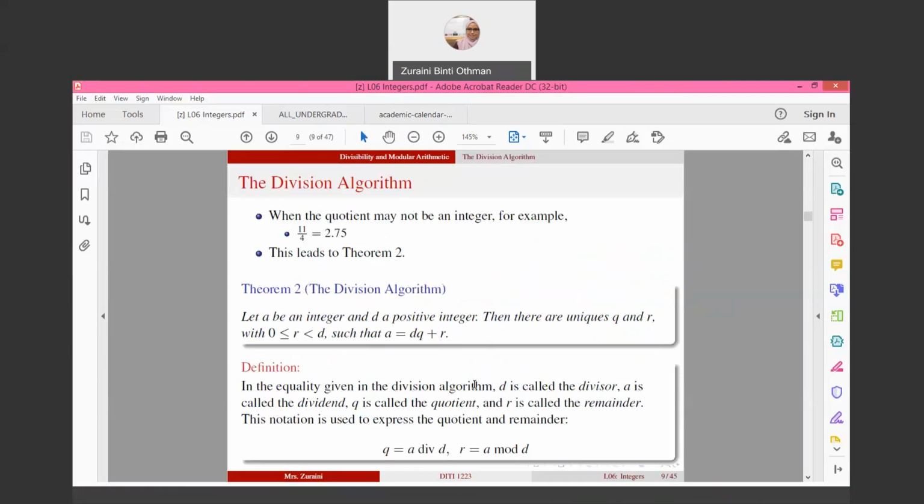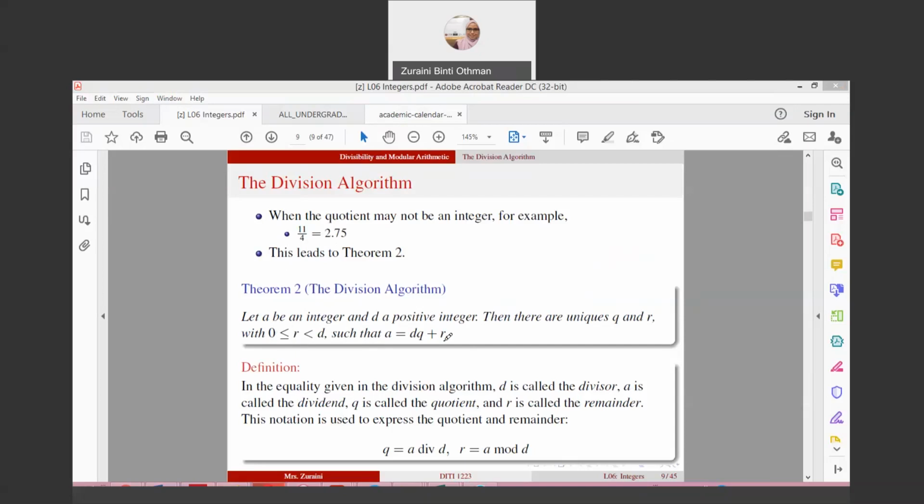Division algorithm. When the quotient may not be an integer, for example 11 divided by 4, we get 2.75. This leads to Theorem 2. Let a be an integer and d a positive integer. Then there are unique q and r, with r between 0 and d, such that a = dq + r.